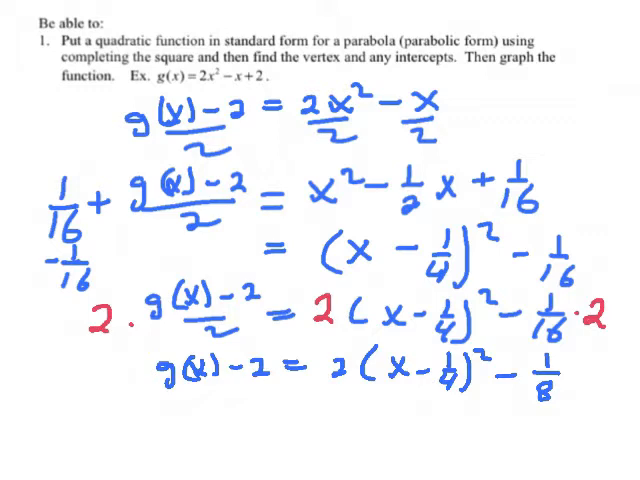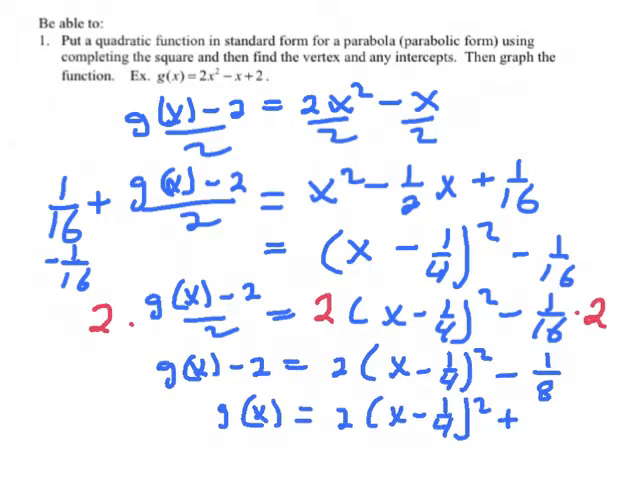Now I'm going to add 2 to both sides, so I will get g of x is equal to 2 times the quantity x minus 1/4, quantity squared, and when I add 2, that gives me, let's see, 2 minus an 8th, which is going to give me 1 7/8. So it's going to be plus 15 over 8. All right. Now, what from here?